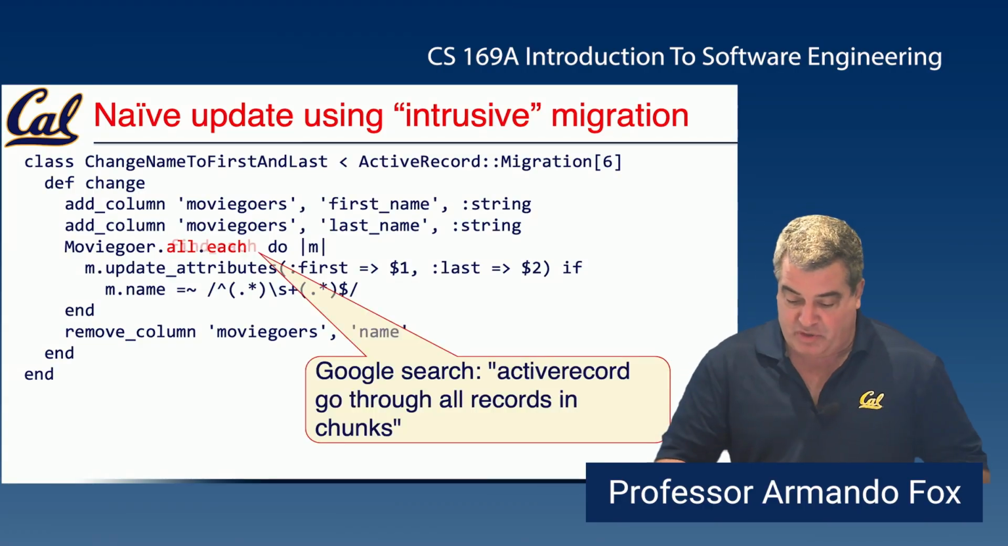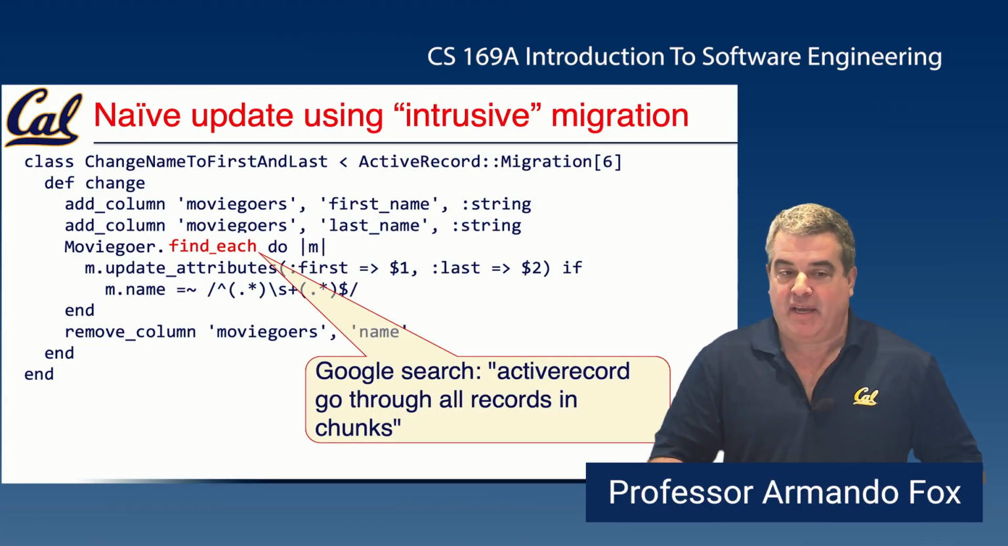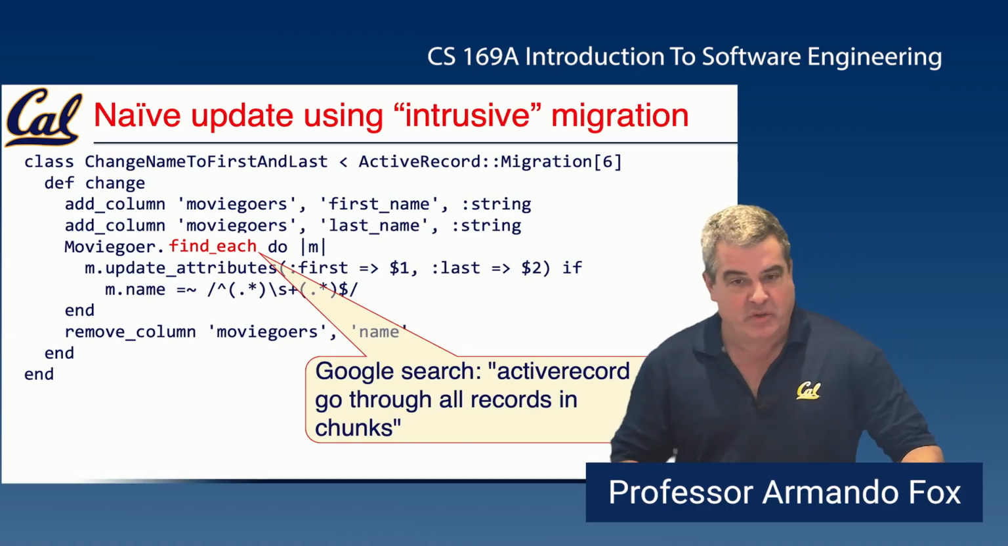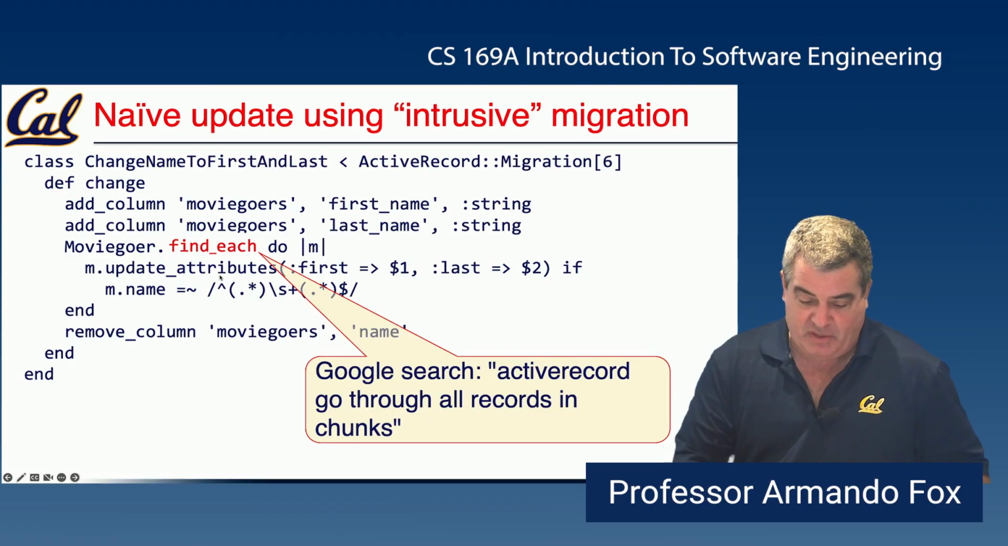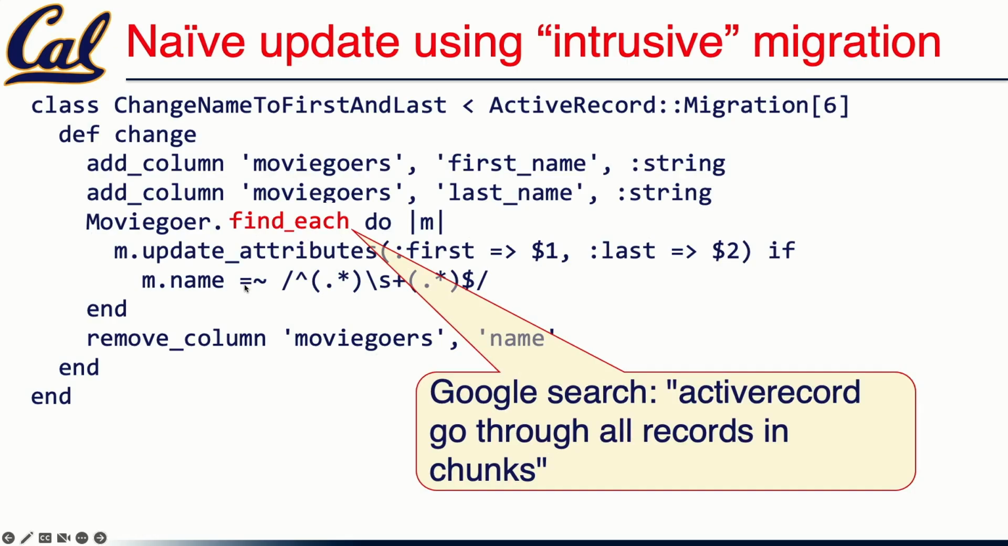I just did a Google search for active record, go through all records in chunks. That was like my exact search string. And I remember that there was a way to do it, but my first hit was something called find each. If you look up find each in the Rails documentation, you'll see that it does exactly that. It loads records a handful at a time, and you can set the threshold for how many, but I think by default it's about 1,000, which is reasonable.